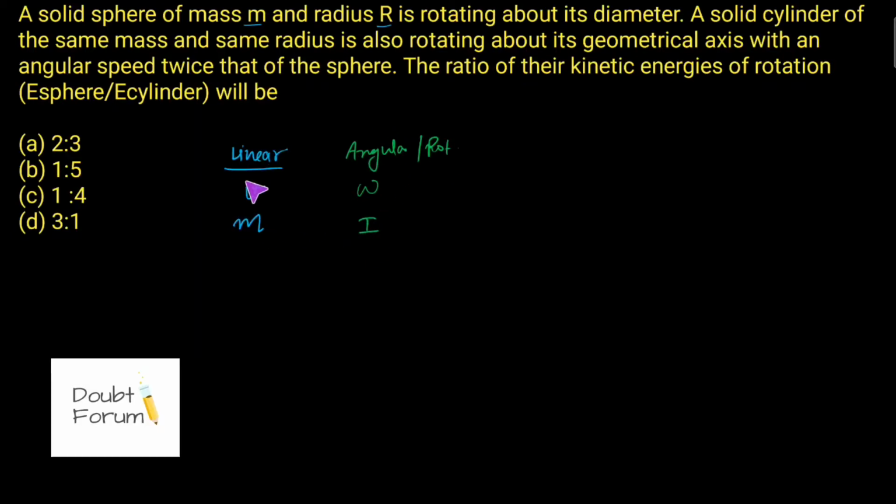In linear motion, we have the concept of linear kinetic energy. The formula for linear kinetic energy is half m v square. This is one of the most common formulas which we generally use. If we want to convert this formula for rotational kinetic energy, we will simply write half, and in place of mass I have to write moment of inertia, because moment of inertia is the mass equivalent in rotational motion. So this mass will be replaced by moment of inertia.